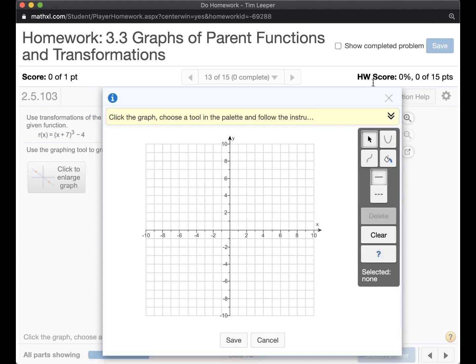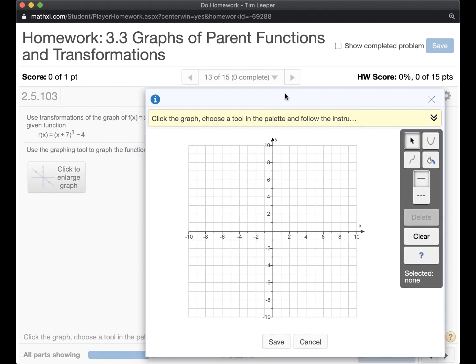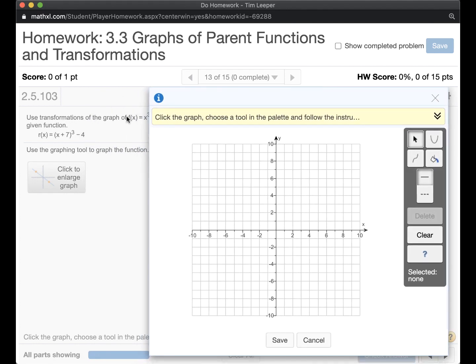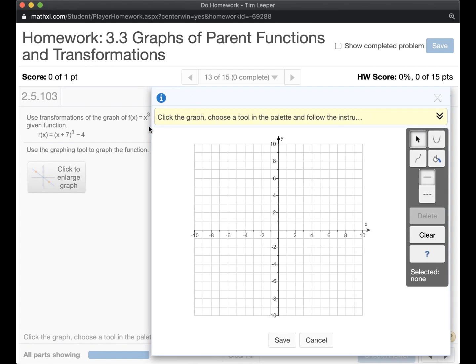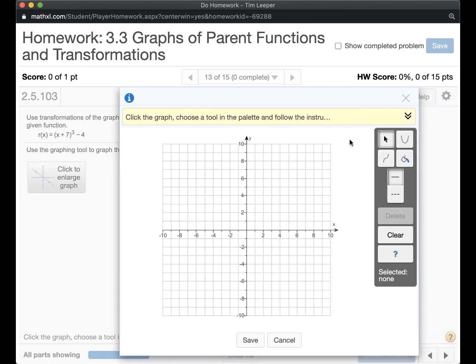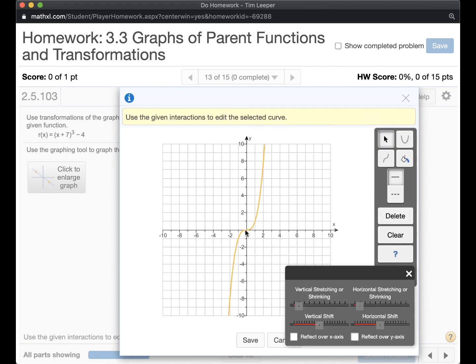That's fine. Now, notice that it's actually telling us what our parent function is. It's telling us that x cubed is our parent function. And notice over here, we don't have a lot of options. We have lines, cubics, and quadratics. In this case, you'd want to choose a cubic. To do that, let's plot 0, 0. Always plot 0, 0 for your first point for either the cubic or the quadratic.